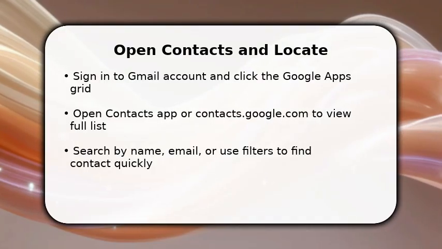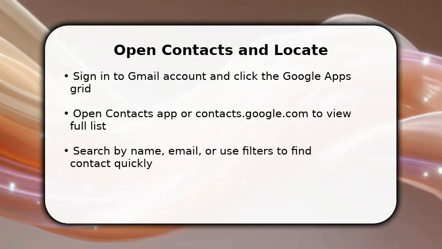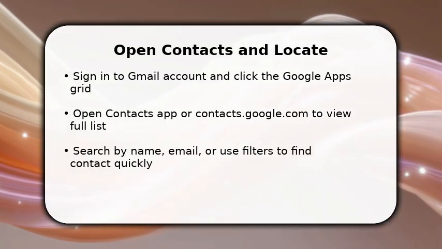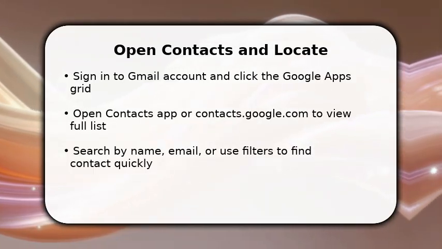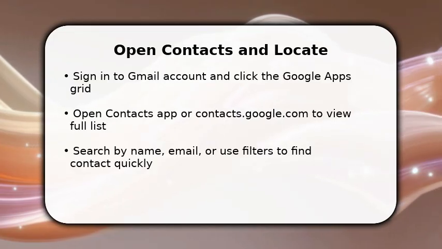You'll start inside your account. Open the Google Apps grid and pick Contacts so you're working in the right place. Once the Contacts app loads, use the search box to type a name or email. This narrows results faster than scrolling.